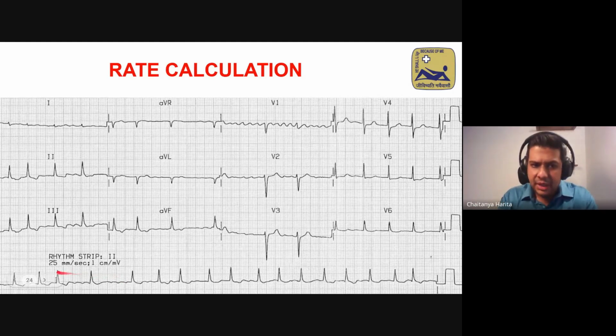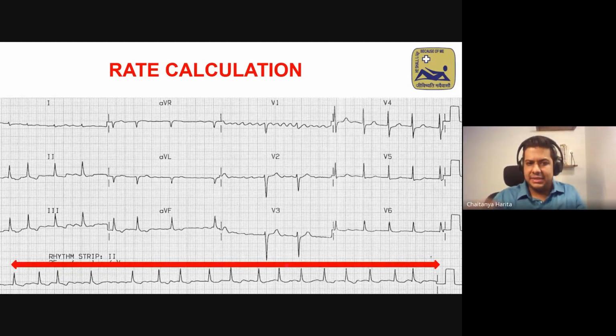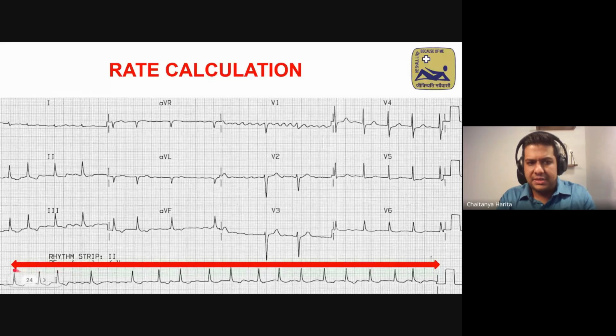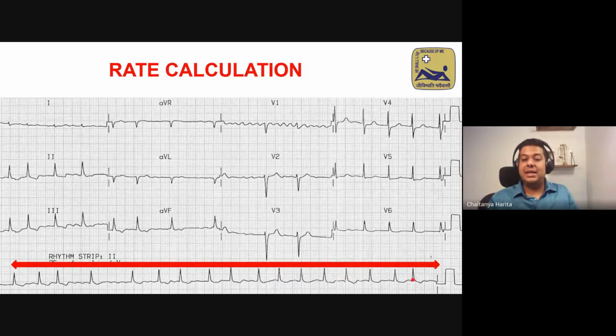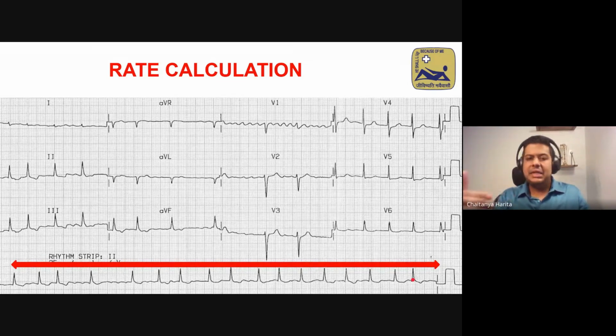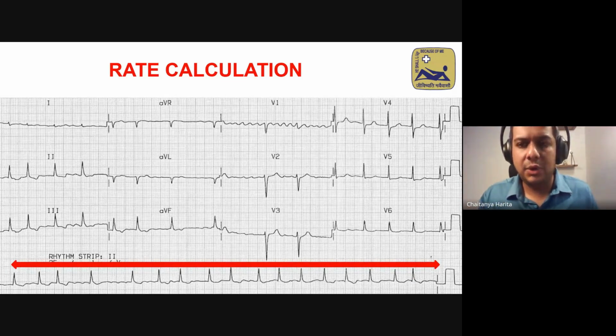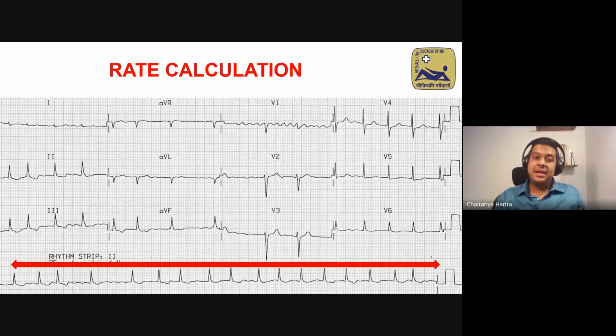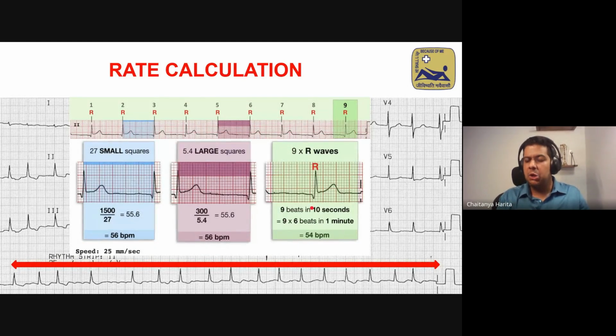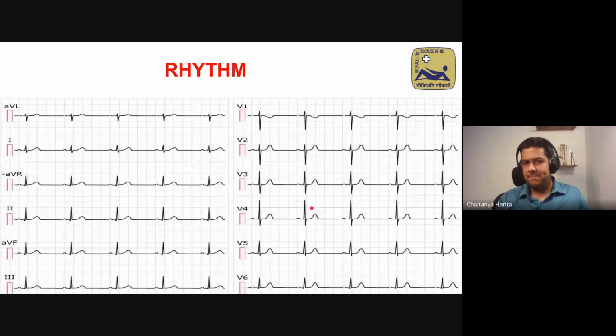So in this setting, you take the rhythm strip, which is approximately 10 seconds, and count the number of complexes that occurred in 10 seconds. So the number of complexes are 1, 2, 3, 6, 9, 12, 15, 18, so 17 to 18 complexes in 10 seconds. Multiply by 6, you get the total heart rate, which is approximately 108. So your heart rate here is 108, right? So this is how you calculate when the heart rate is irregular. This applies the third formula that I mentioned.